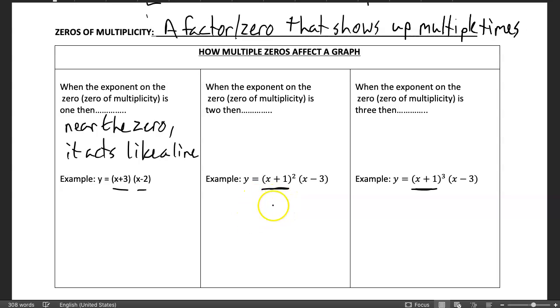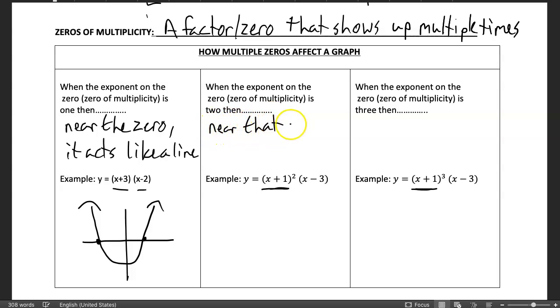If the 0 of multiplicity is 2, actually let's go ahead and do a graph for this. So for each of these, x plus 3 and x minus 2 will have a factor at -3 and +2. We'll expect this to look like a line. It'll go straight through on both of those. Meanwhile, if the 0 of multiplicity is 2, then near that 0, the graph looks like a parabola.